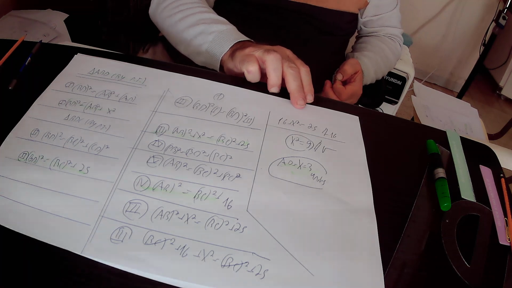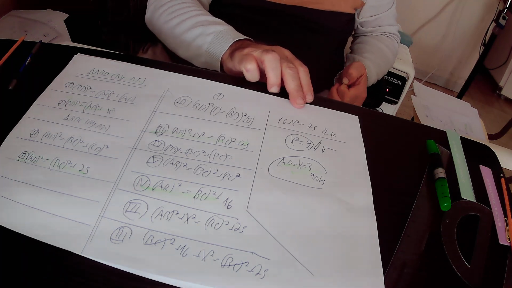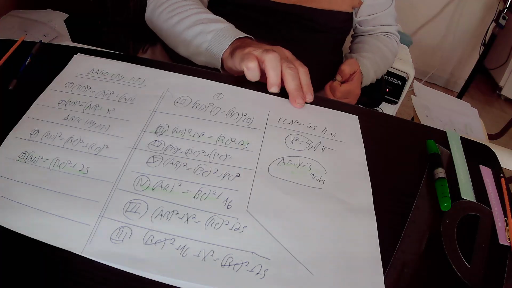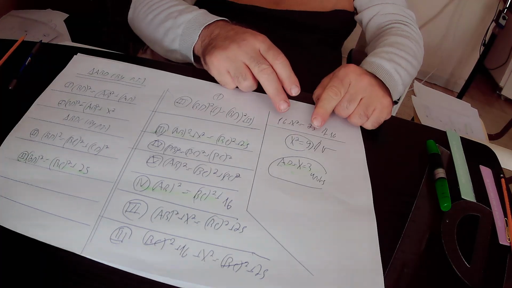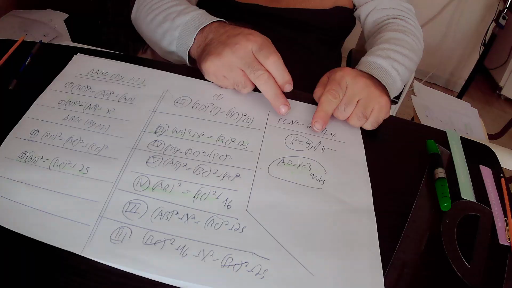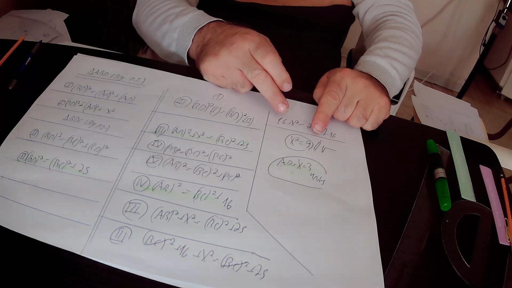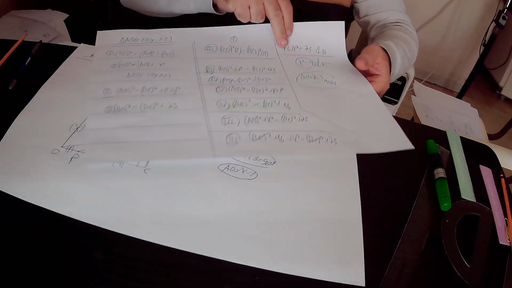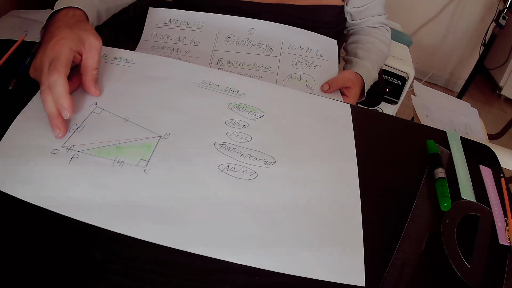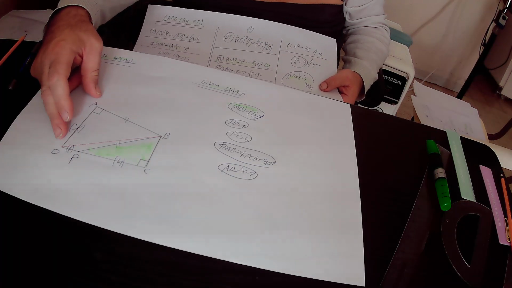If we subtract 16 from both sides, we find that x squared equals 25 minus 16, which is 9. So x squared equals 9. Taking the square root, we find that x equals the square root of 9, that is 3. So we found out that the length of this line AD, which is x, equals 3 units.